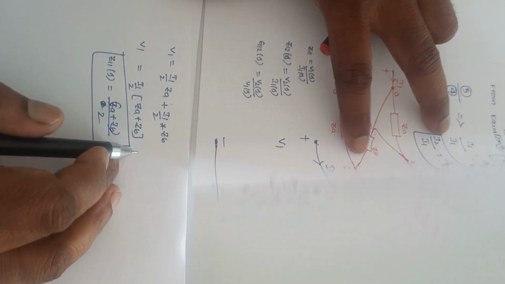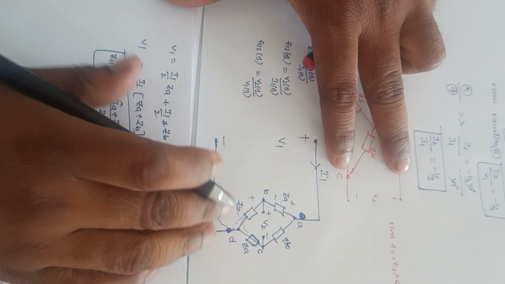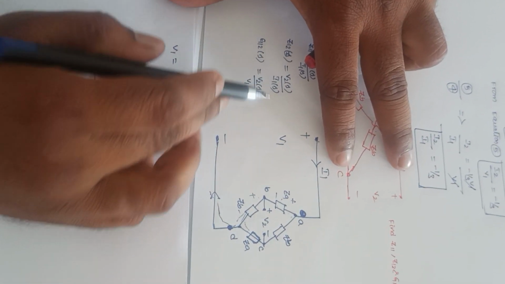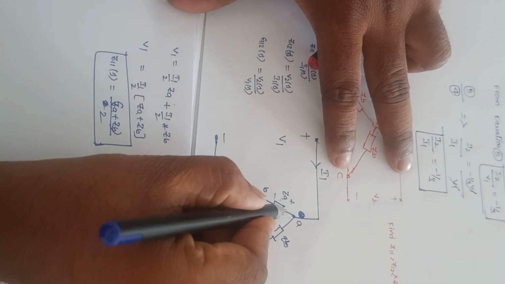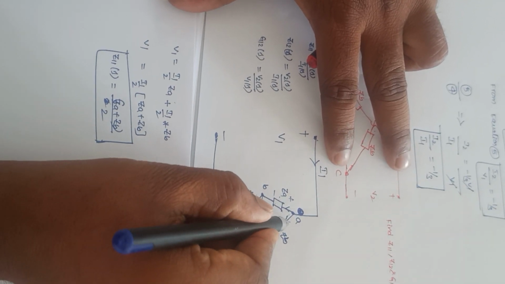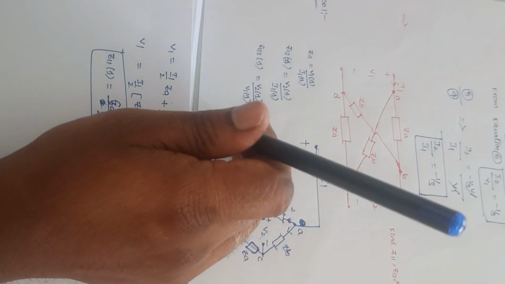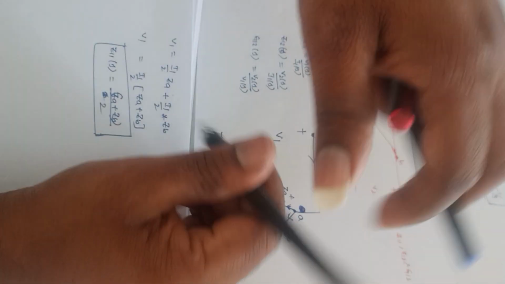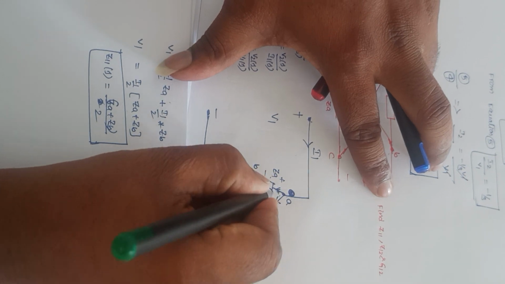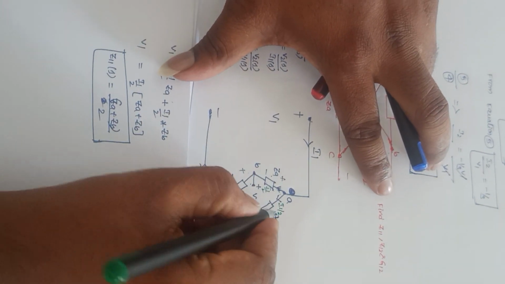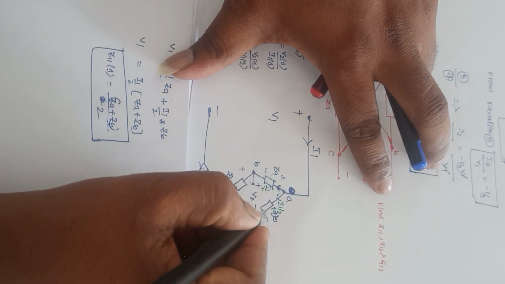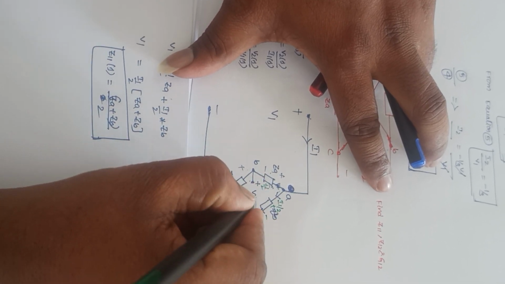Next, V2 and I1. I need to provide the relation between V2 and I1. So this current is flowing like this, this is I1 by 2. The current flowing through this is I1 by 2. This current is flowing in this direction, and this current is flowing like this. So it is plus and minus, it is plus and minus.